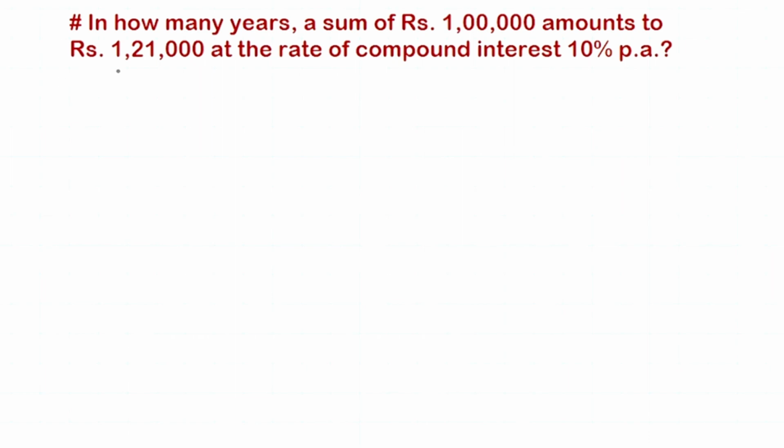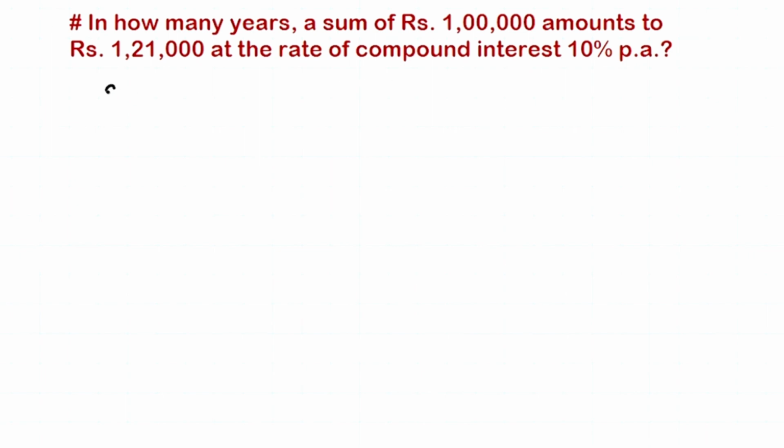In this video, we'll be figuring out how to find time in a compound interest question. So we have our question over here. In how many years a sum of Rs 1 lakh amounts to Rs 1,21,000 at the rate of compound interest 10% per annum? So if you put 1 lakh rupees in a bank, which is our principal, the total compound amount will be 1,21,000 after some years at the rate of 10% per annum.